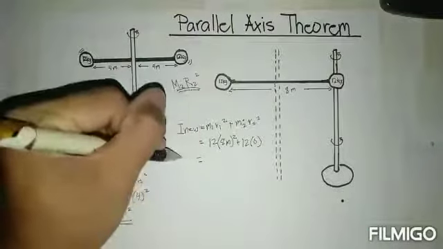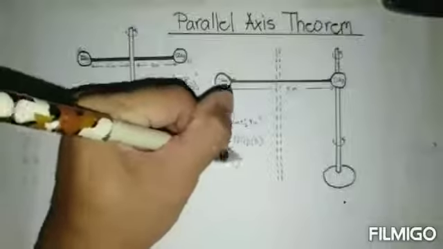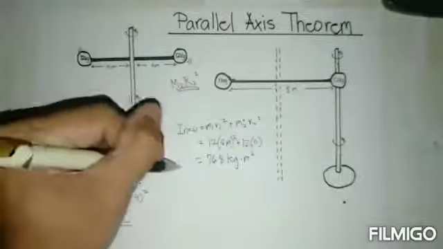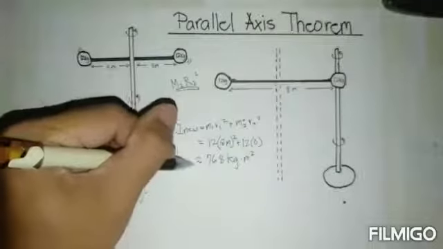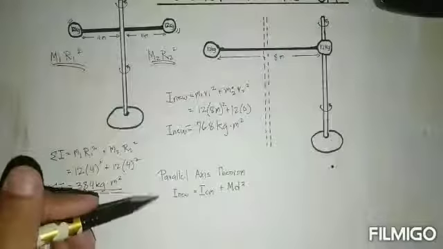The answer would be 768 kilograms times meter squared. That is the new inertia of the system. This is the parallel axis theorem.